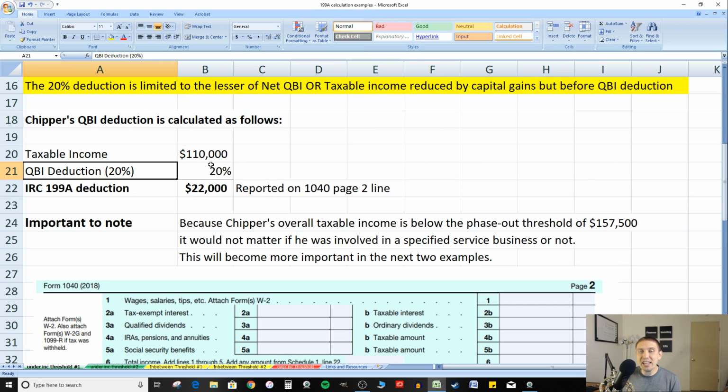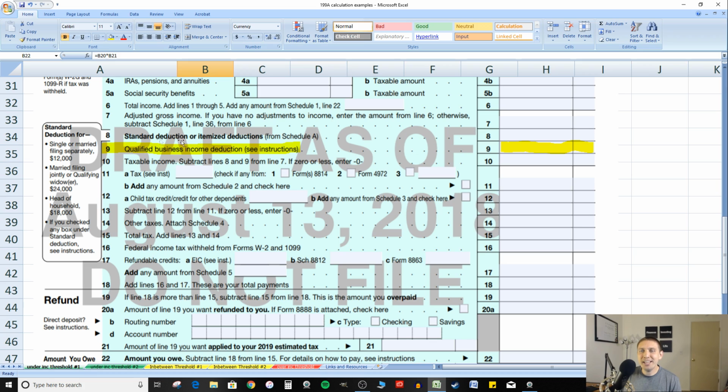that he's going to report on 1040 page 2, line 9, which is right here, guys. And this is a draft of the new forms. Obviously, the new forms aren't fully released yet, but this is where you would expect this deduction to show up. So Chipper's taxable income would be reduced by $22,000 based on this example.